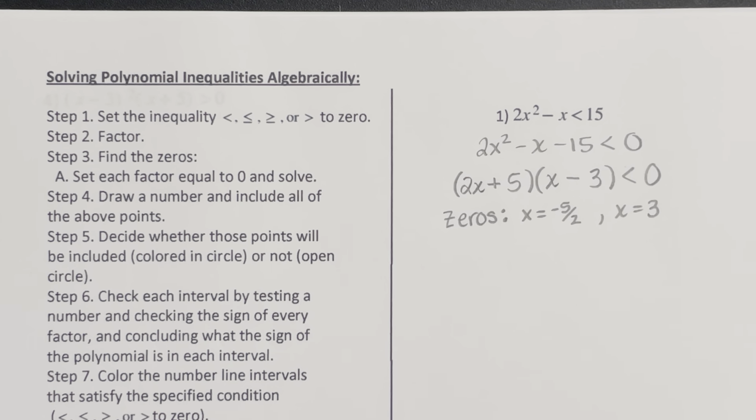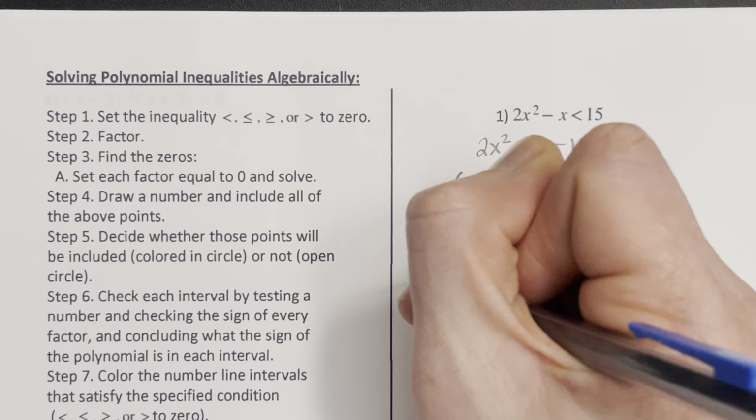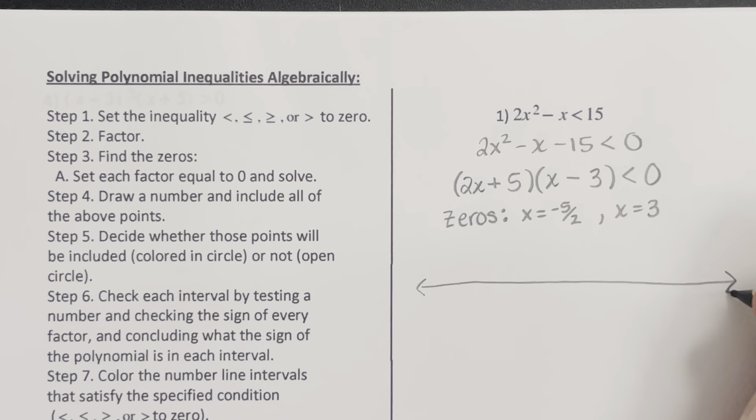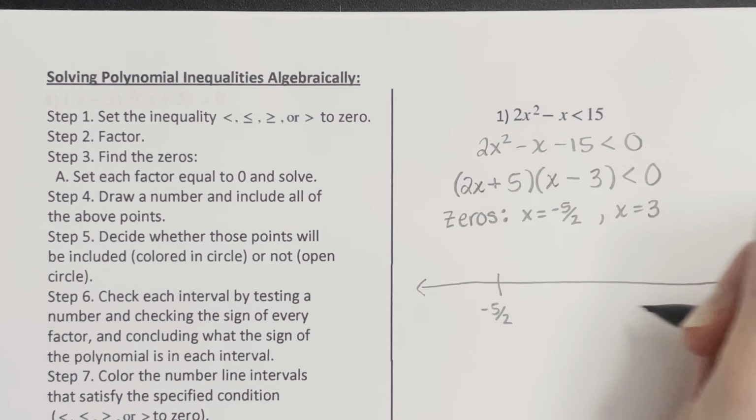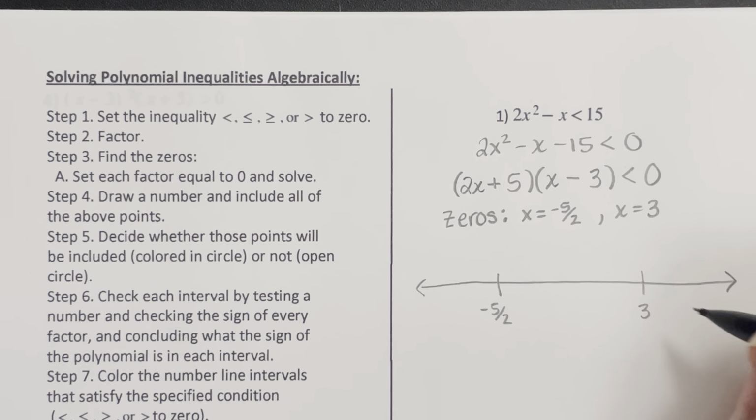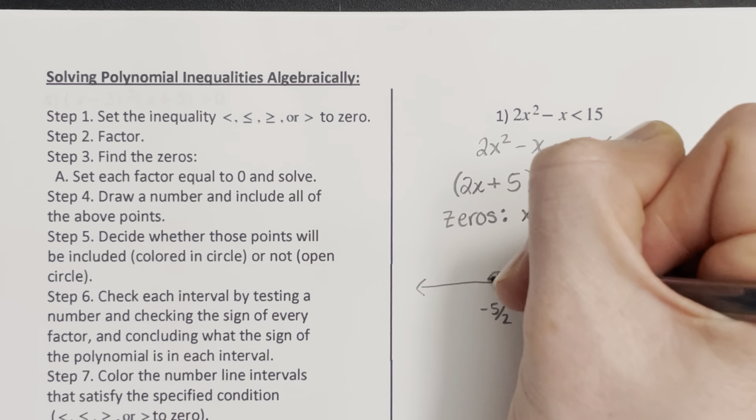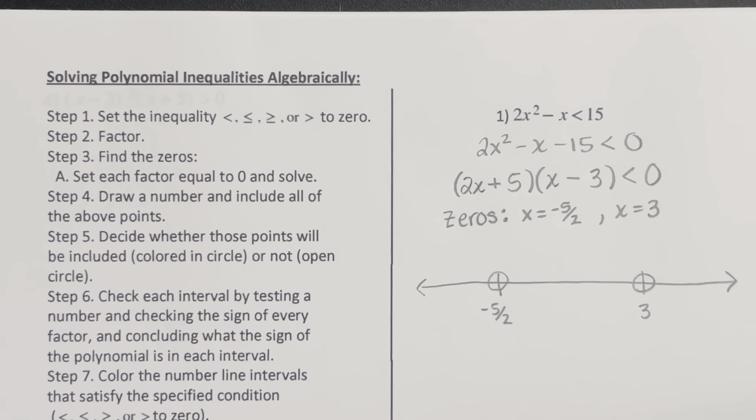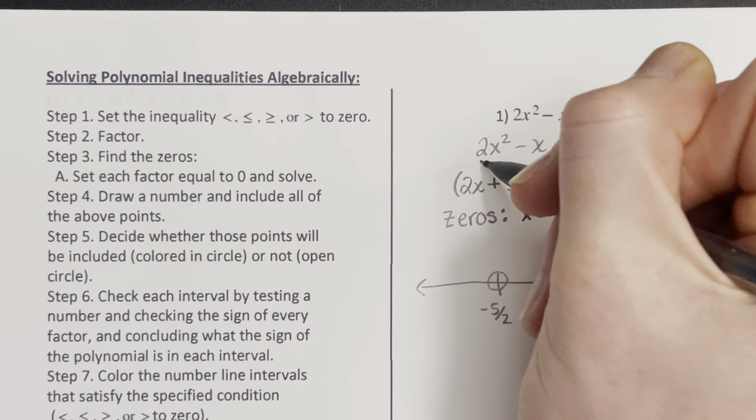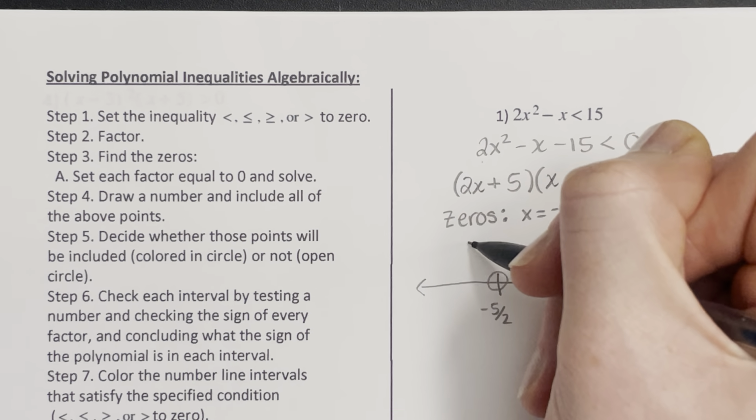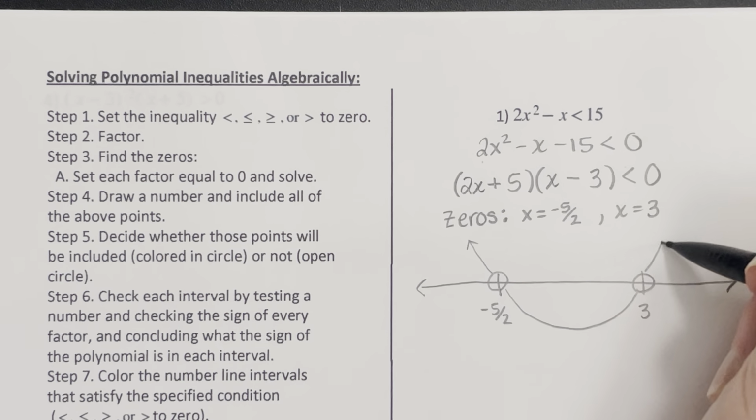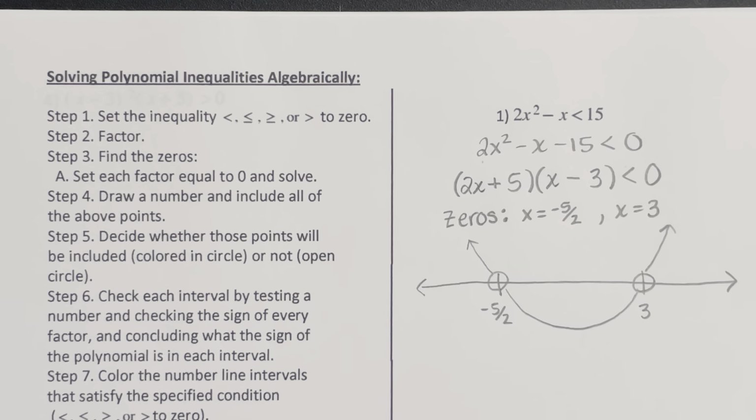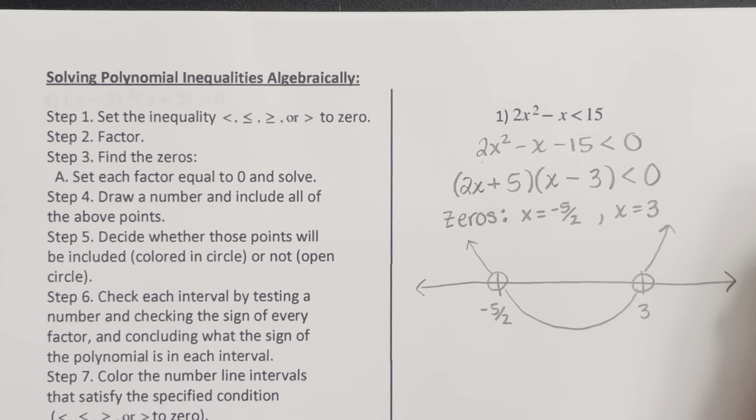So we could approach this graphically. We would have negative 5/2 somewhere, a positive 3 somewhere, and it would cross at those 2 points. This is a positive x squared graph, so it would be opening up and it would look something like this. Because it's a quadratic, that's actually pretty easy to do, or at least it's easier than some of the others.